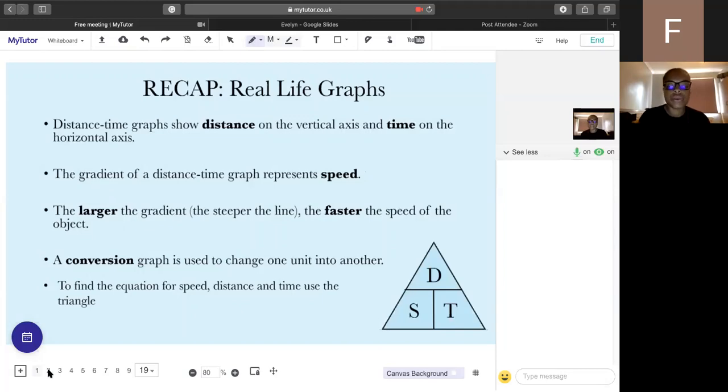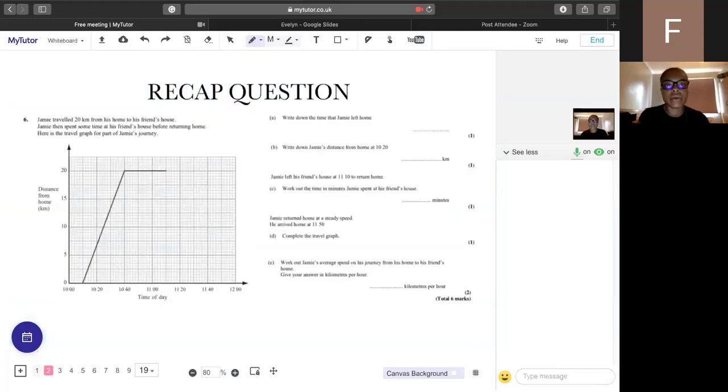So let's go through a quick recap question. Here we have Jamie, who has travelled 20 kilometres from his home to his friend's house. Jamie then spent some time at his friend's house before returning home. And here is the travel graph for part of Jamie's journey. The first part of this question, part A, is write down the time that Jamie left home.